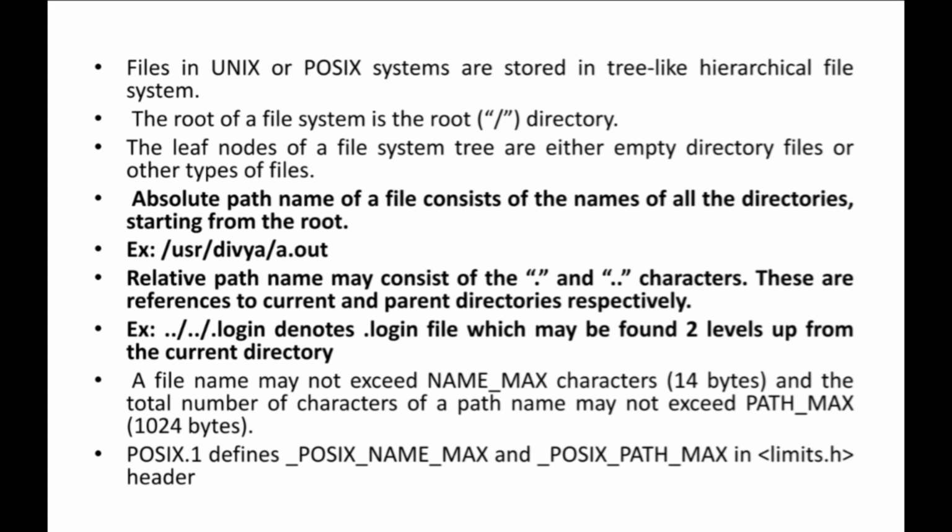2 levels up from the current directory means, don't get confused here. Dot login means what? Dot is what? Current directory. Before that current directory, how many parent directories are there? 2 parent directories. So that's why it may be found 2 levels up from the current directory. Hope you are getting, guys.